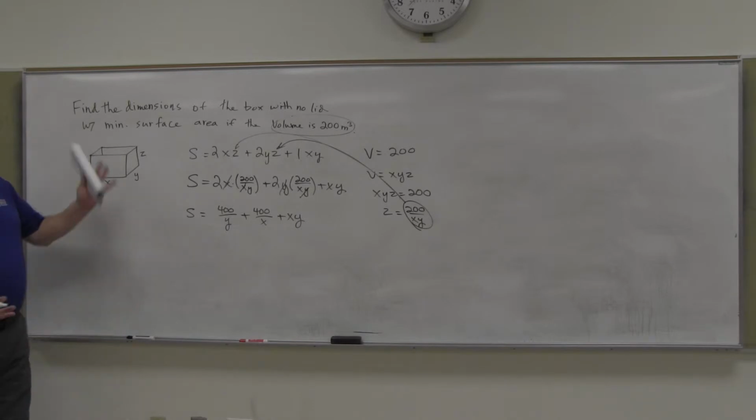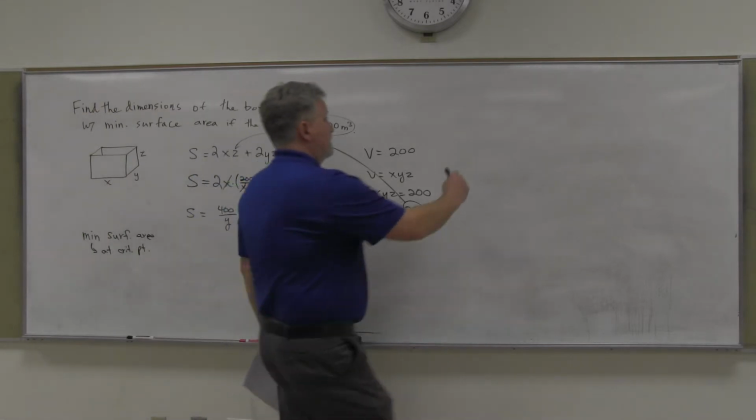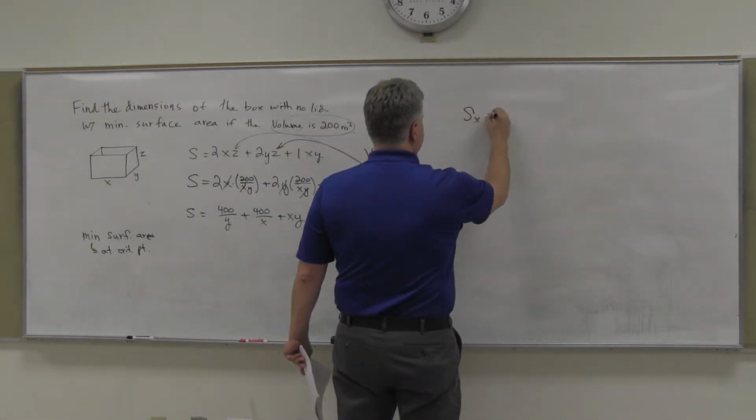Well, I want to find the minimum surface area. The minimum surface area would probably occur at the critical points. How do we get a critical point off of the 2 variable formula? Well, you do the partial derivatives, right? Same old. Do the partial derivatives.